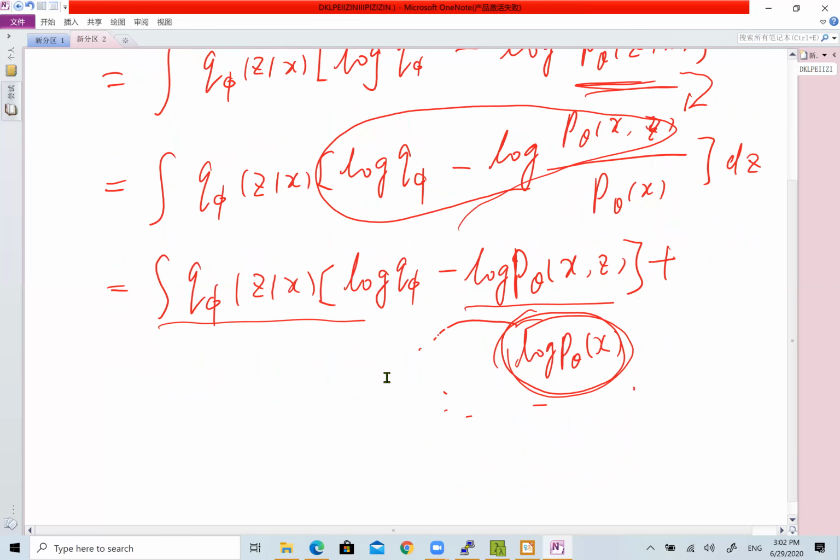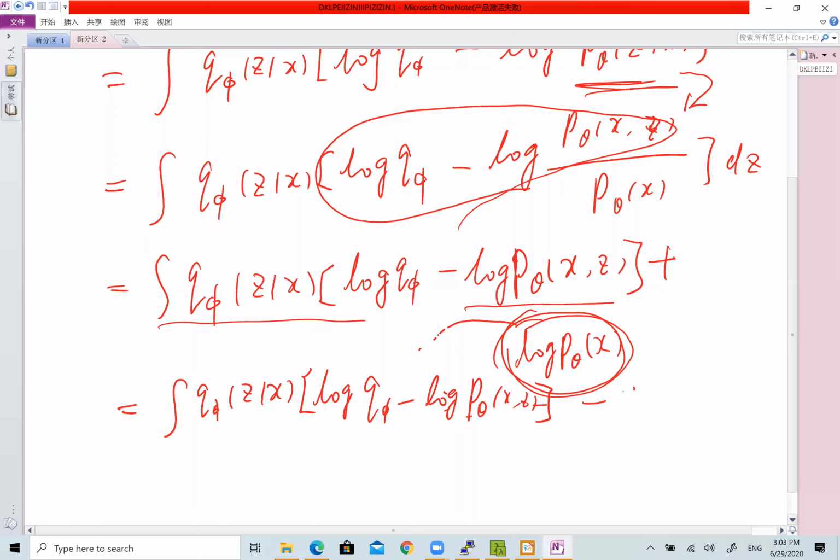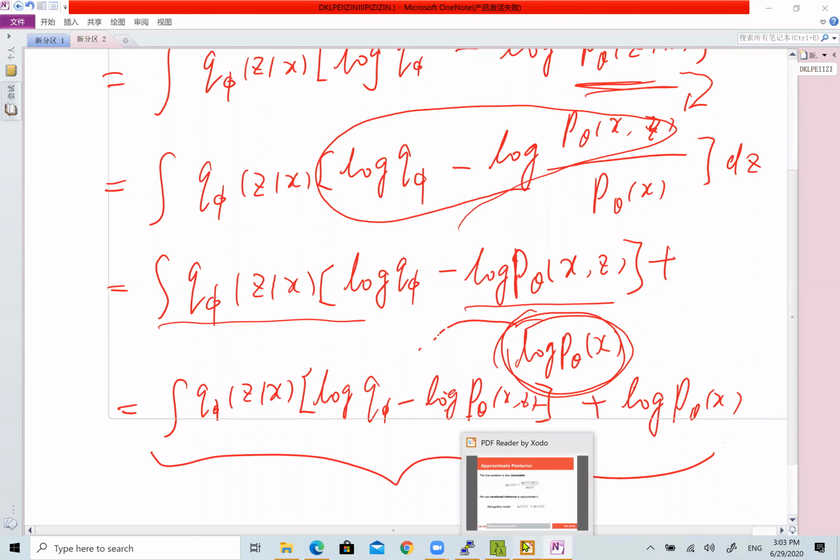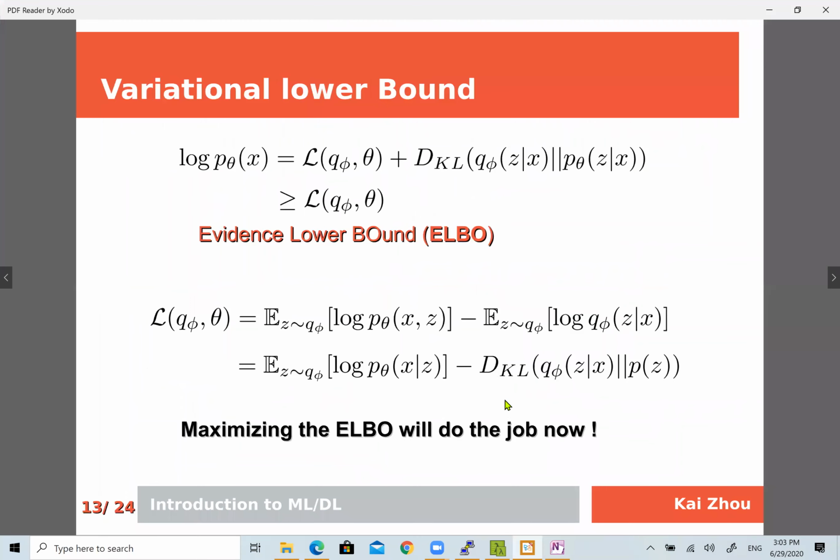And let's rearrange the formula a little bit. That's the integration of q phi z given x times log q phi minus log the joint distribution function, plus a constant, that's our marginal likelihood. That's the final expression. So first, let's go to the slides. I also have the results here. Yes, so that's what we derived, right?